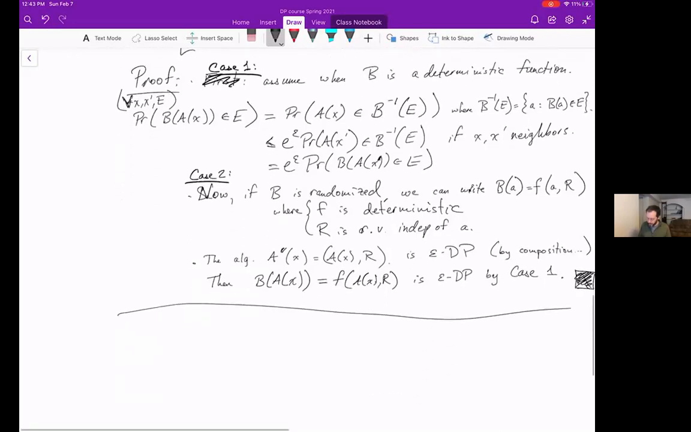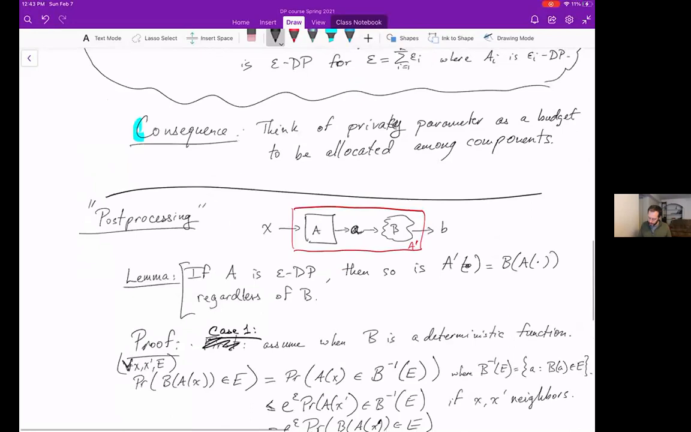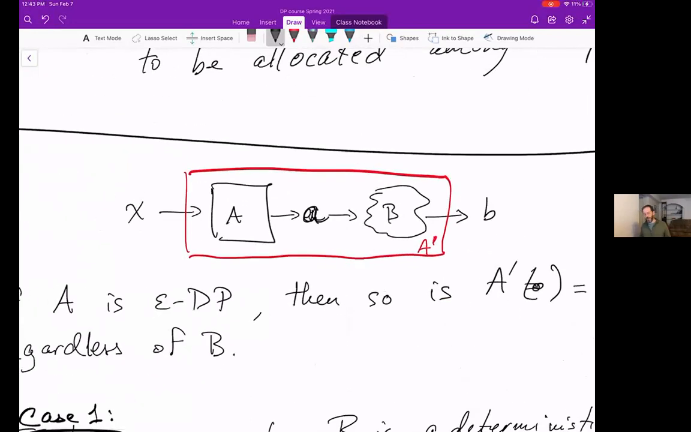Post-processing is also useful because, you should have this picture in mind that often we'll express some process as first running some differentially private algorithm and then doing stuff to the output. And that doing stuff, it doesn't really matter how complicated it is. It doesn't affect the differential privacy guarantee. It doesn't make it any worse. It might make it better, but never will make it worse.